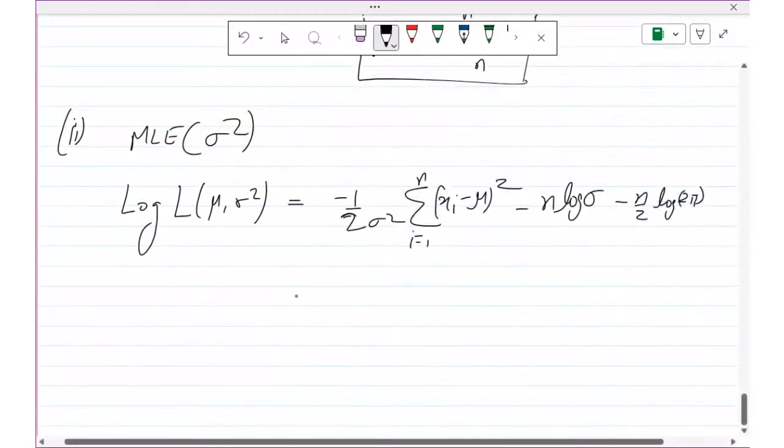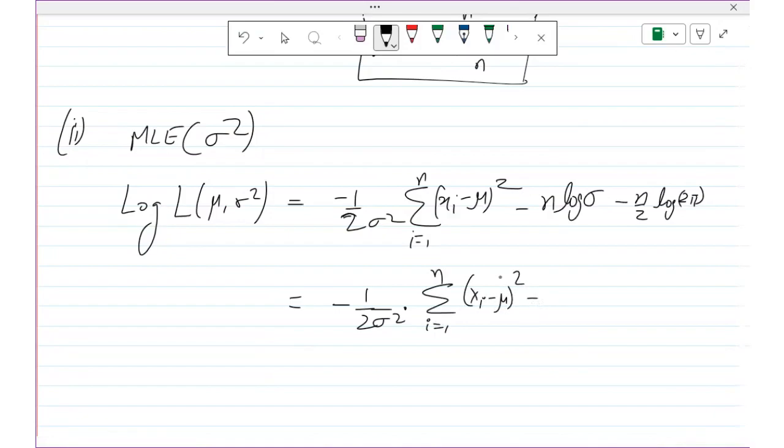So let me write what I am going to explain. 1 by 2 as it is, sigma square as it is, sum of i varying from 1 to n, xi minus mu whole square as it is, minus. So here I have sigma only. I want sigma square here. Okay, but I cannot magically put sigma square here. So what I will do? I will do power 2 and then whole power 1 by 2, minus n by 2 as it is, log 2 pi as it is.